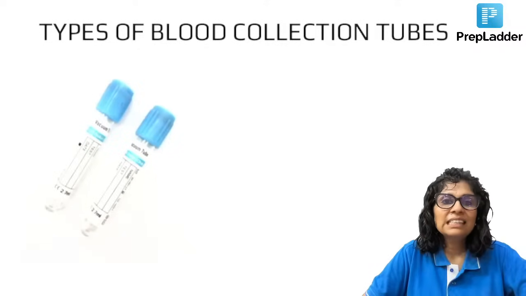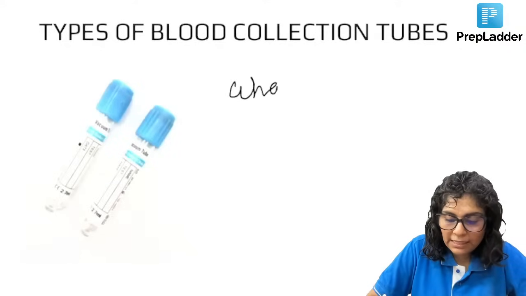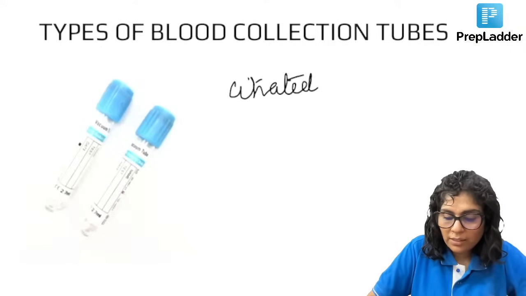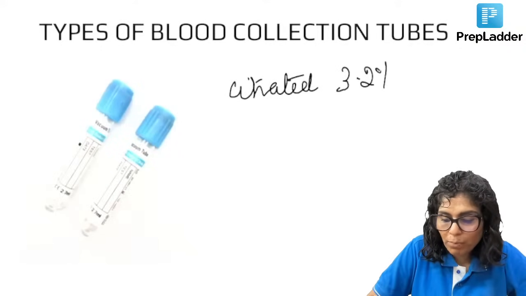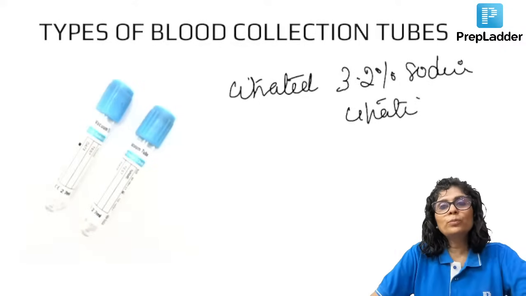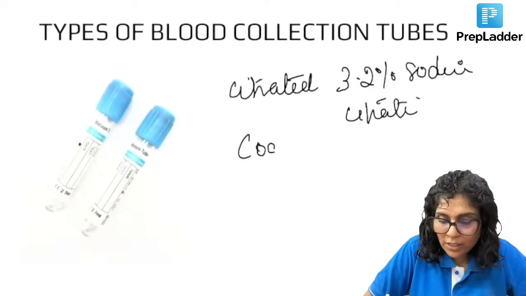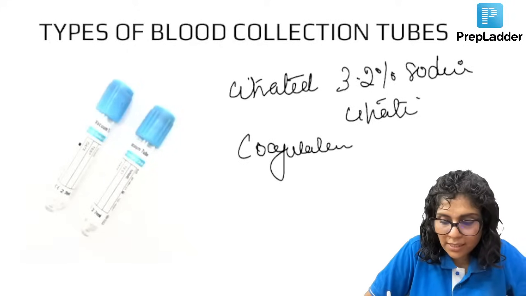Now, blue top tube. What is a blue top tube? It's a citrated tube. The citrated tube has got 3.2% sodium citrate. Right? Citrated tube has got 3.2% sodium citrate. C for C, coagulation assays.